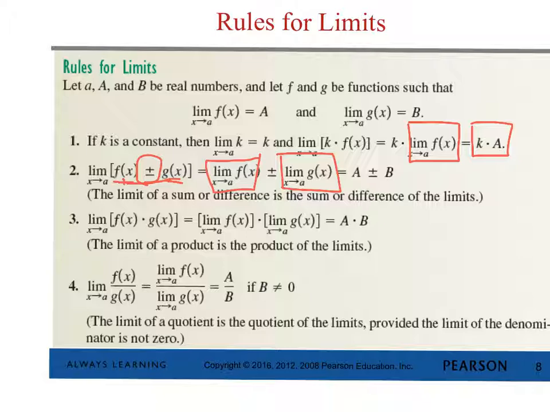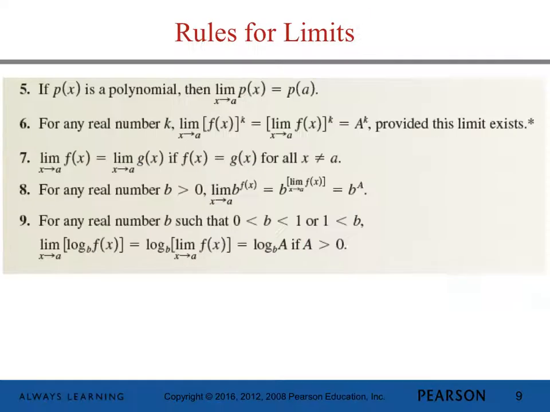The same thing applies to a product. If you have the limit of a product of two functions, then take the limit of each function and multiply those two limits together. And if you have the limit of a quotient of two functions, then take each function's limit and divide those two limits, as long as the limit of the bottom function is not 0. So this might be useful.